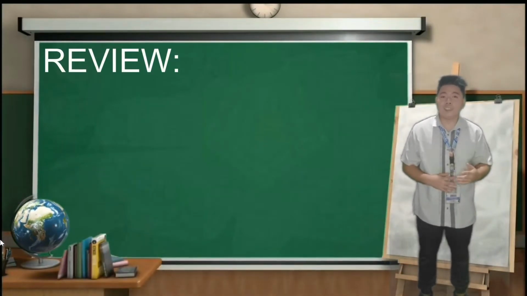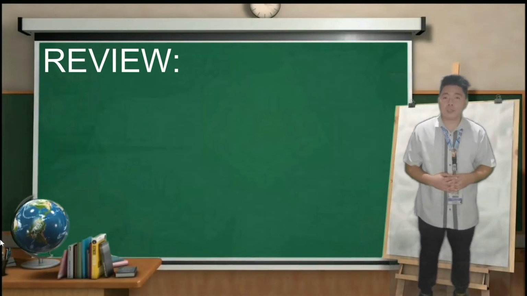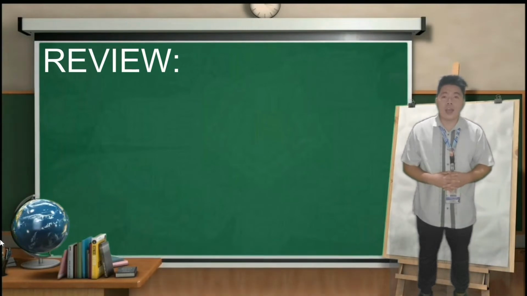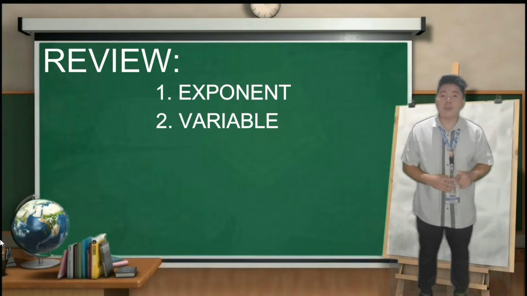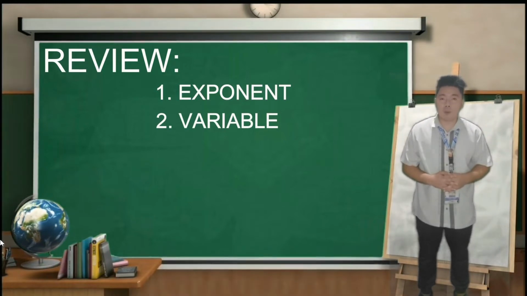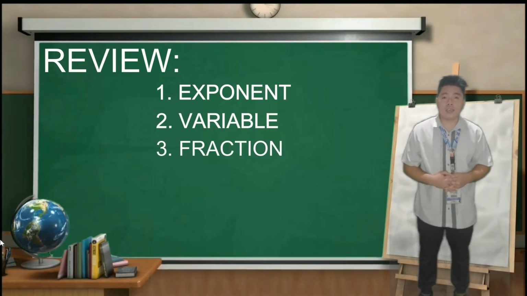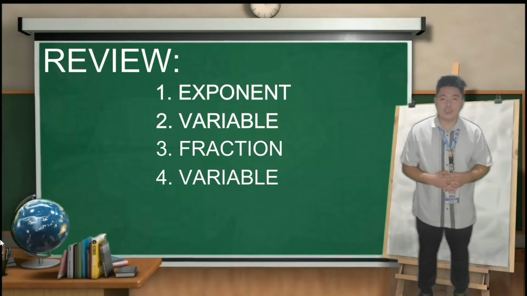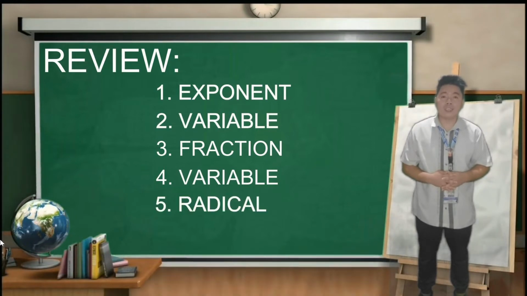Okay, very good learners. The reasons why those five expressions are not polynomials are the following. The first one has a negative exponent. The second one has a variable in the exponent. The third one has a fraction in the exponent. For the fourth one, we have a variable in the denominator. And for the last one, we have a radical symbol with a variable inside.